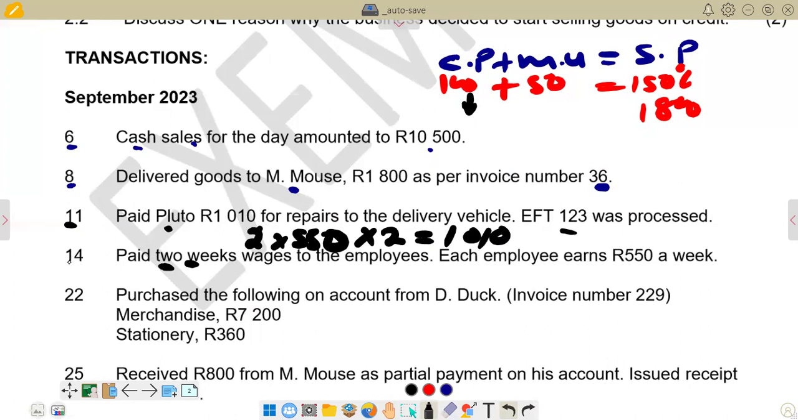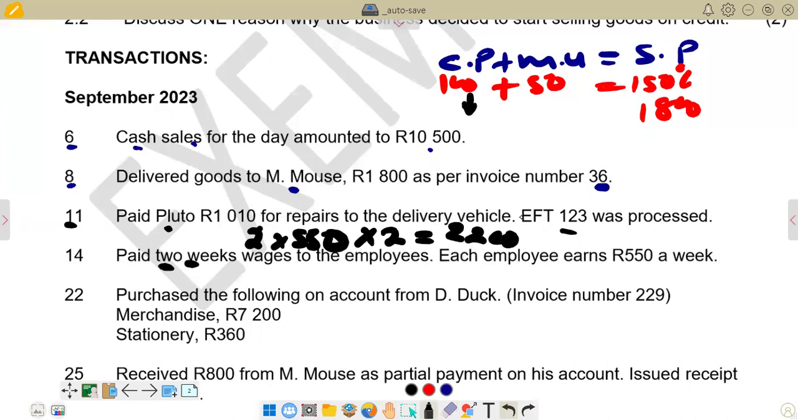So remember the date we put 40. And what is being paid there, the total is 2,200. So here we say 2 times 550 times 2, we are going to get 2,200. So basically what we have there is 2,200.